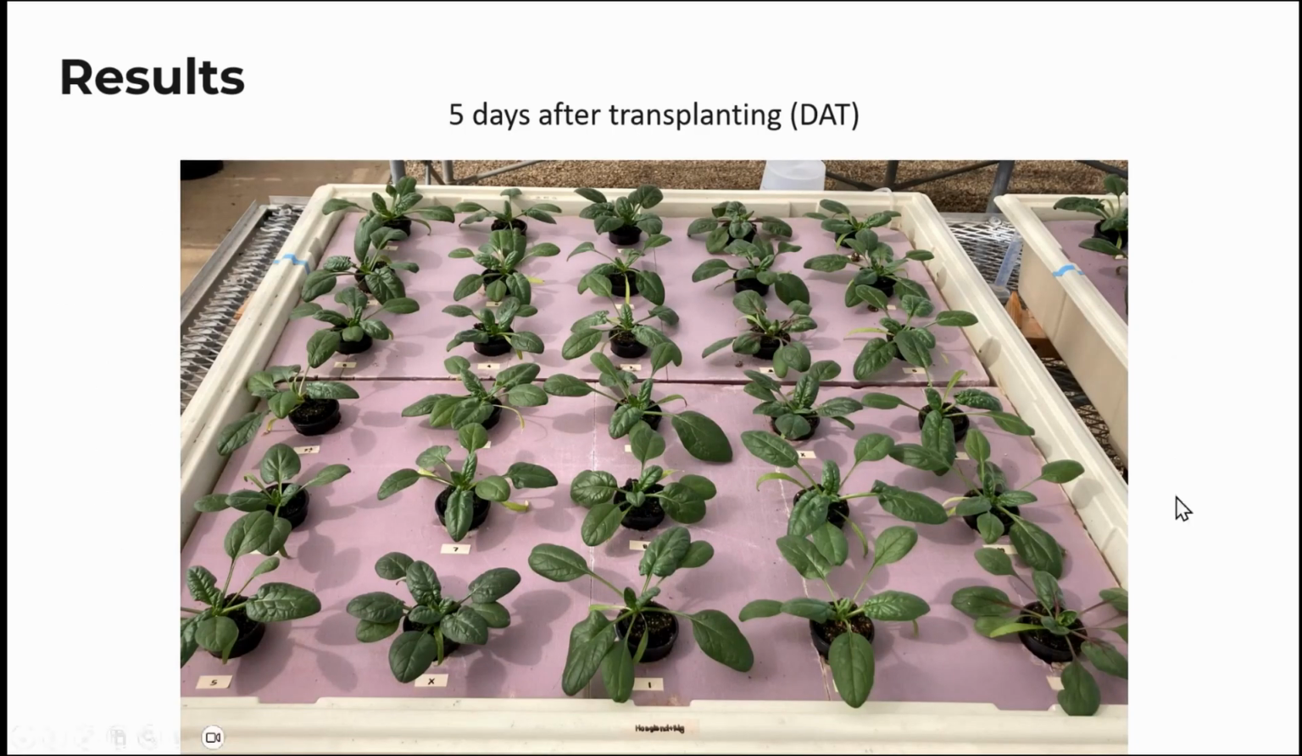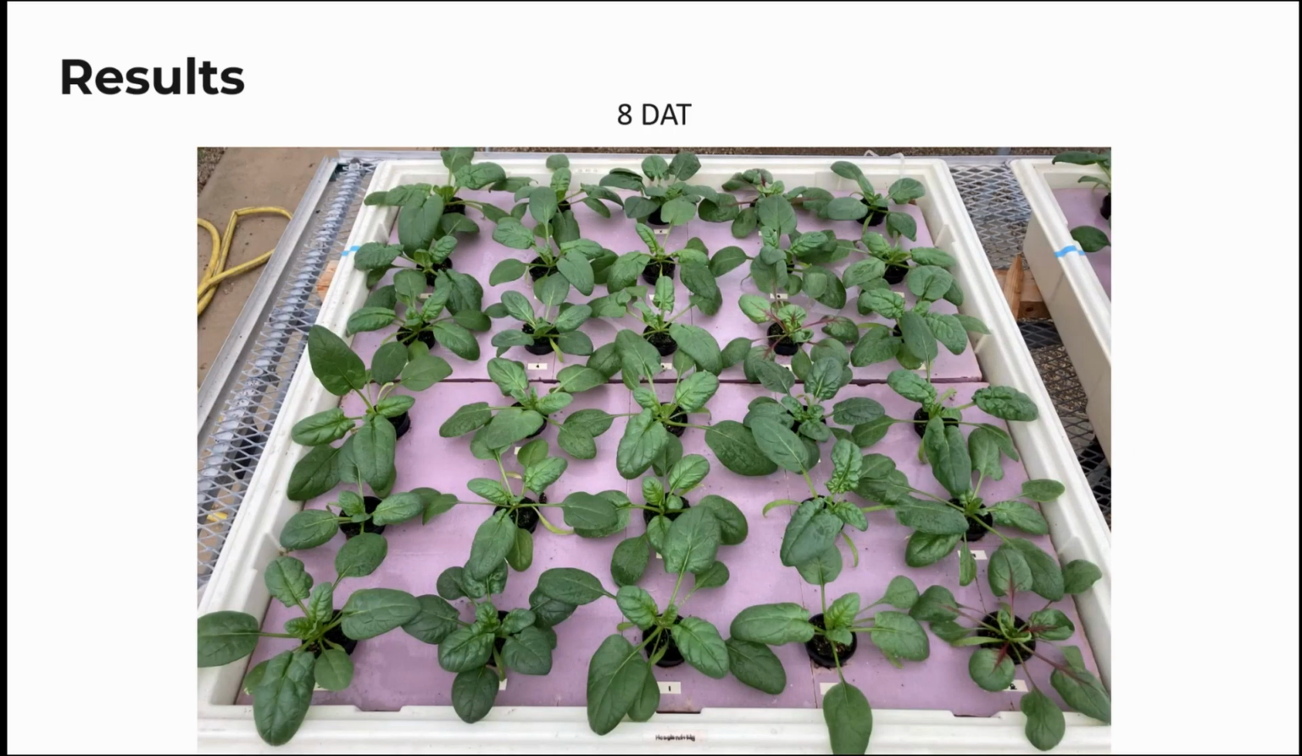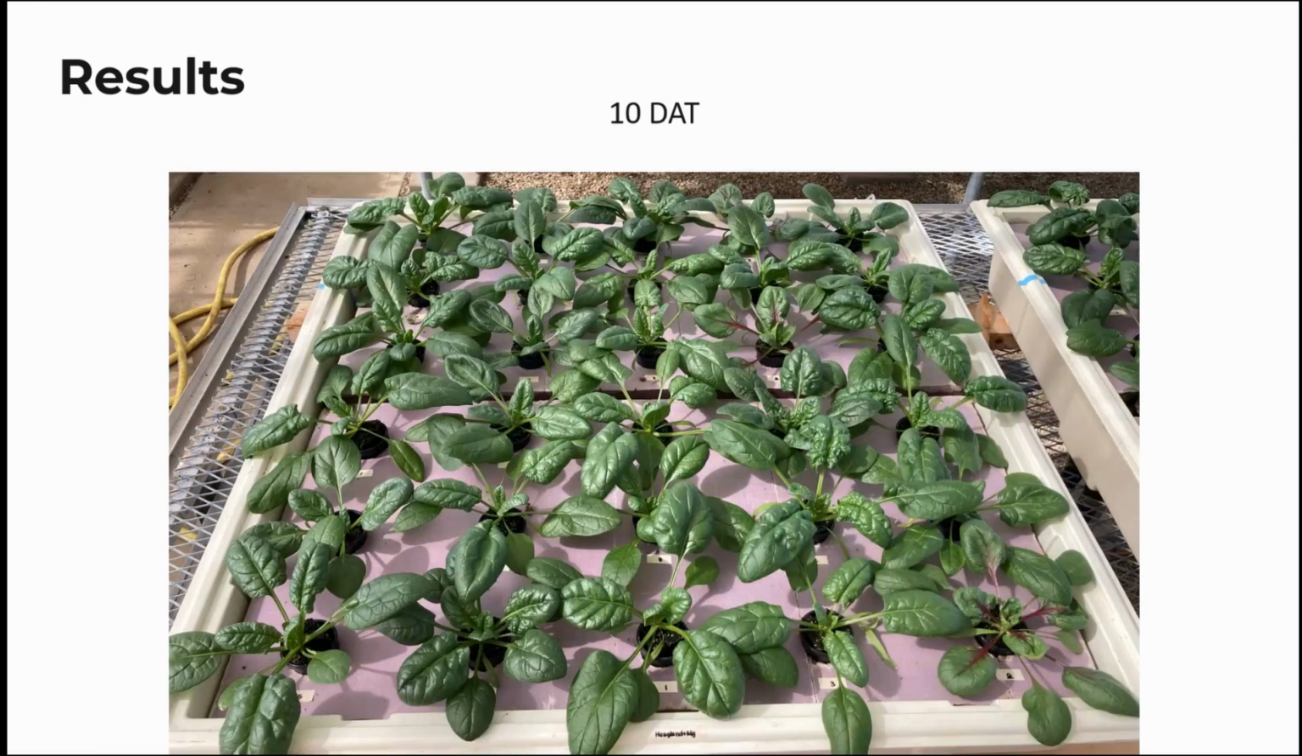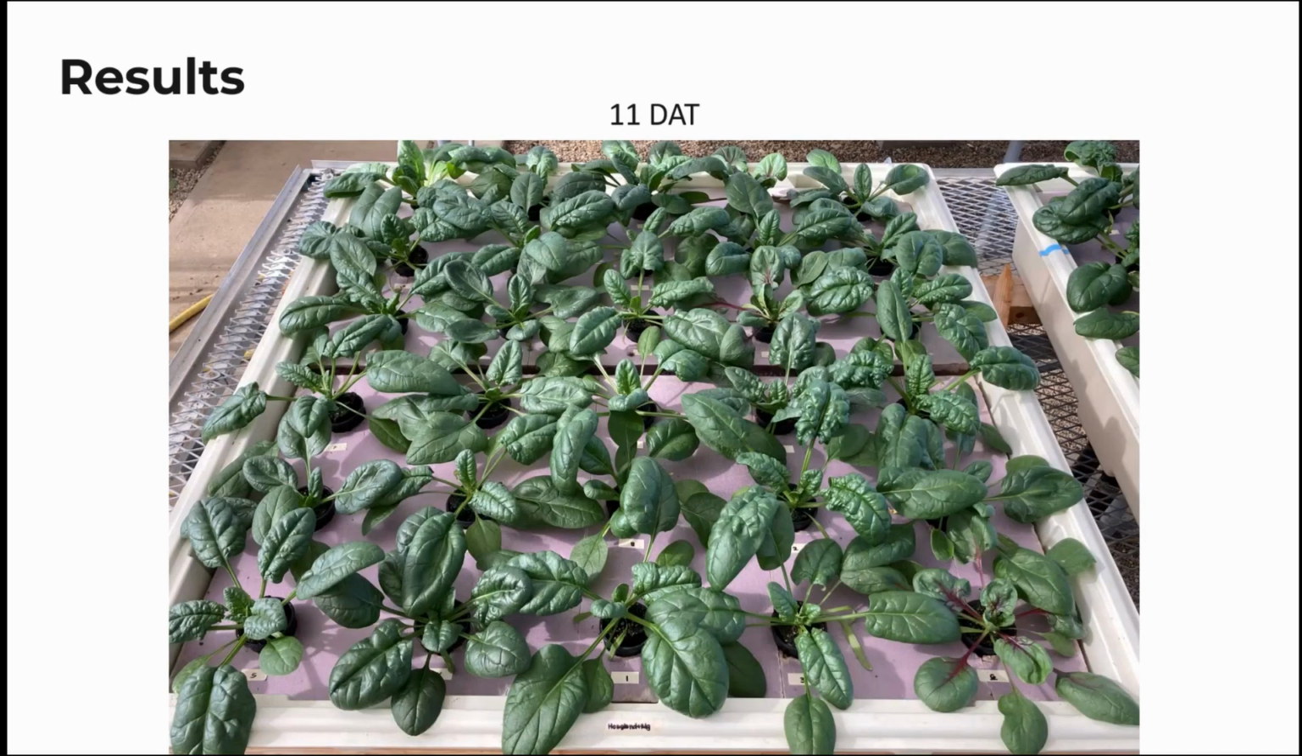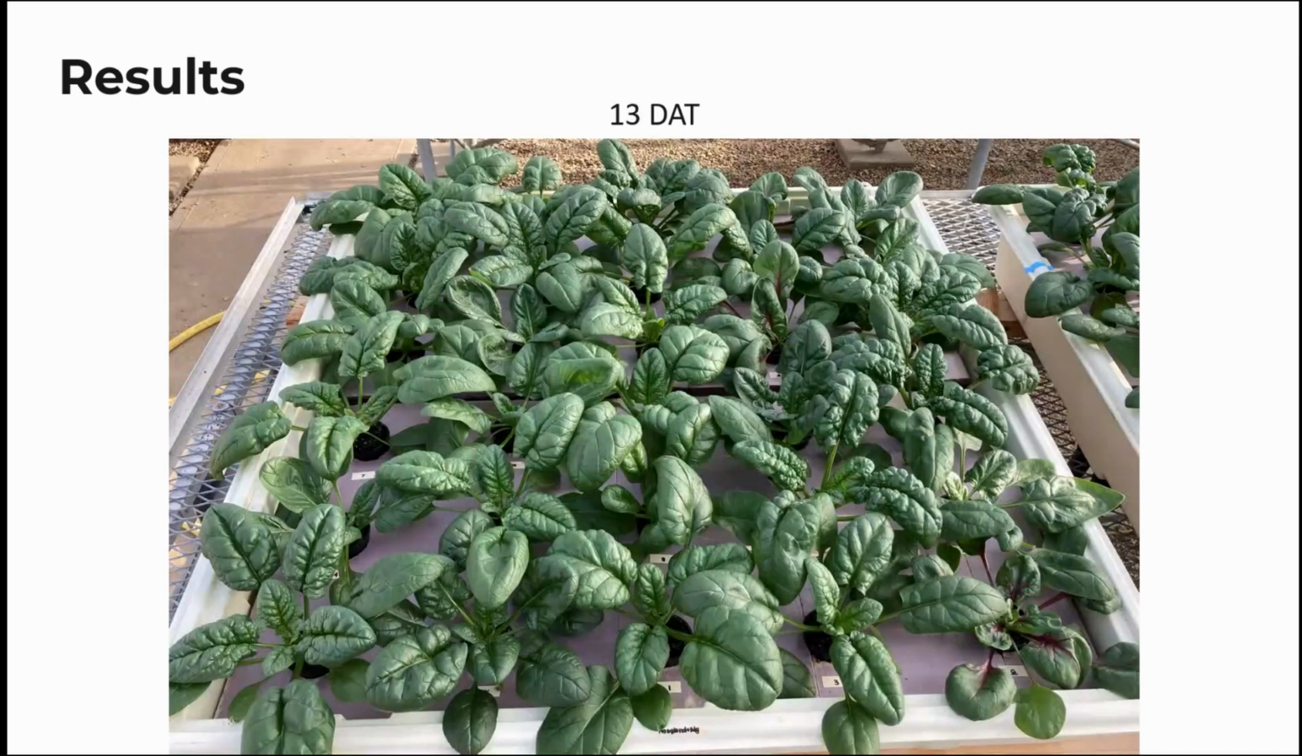You might be curious how fast the spinach can be grown in the hydroponic system. So this is 5 days after transplanting. This is 8 days after transplanting. 10 days, 11 days, and this is 13 days. So actually, spinach can be grown very fast in the hydroponic system. They can be very productive, and you can have a pretty high yield if you grow spinach hydroponically.